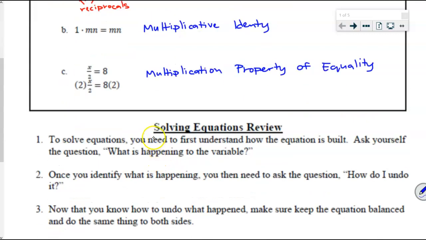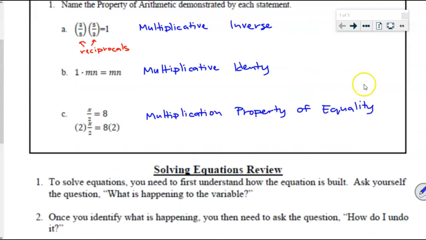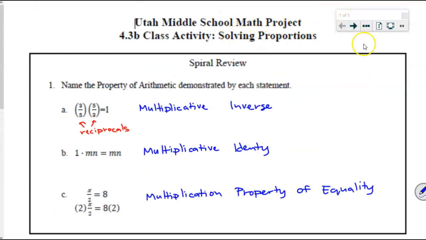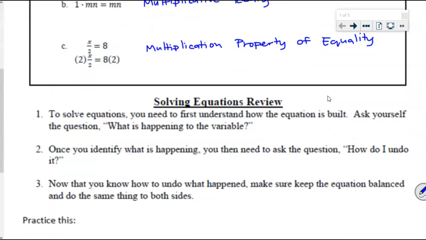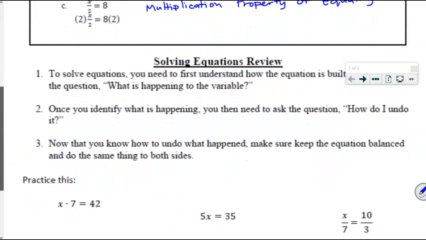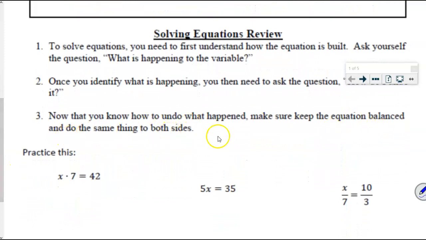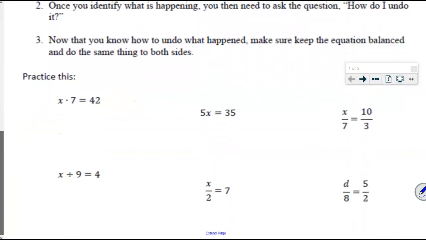All right. So, since the name of our lesson is solving proportions, we need to understand what it means when we're solving something. So, to solve equations, you need to first understand how the equation is built. So I always ask the question, what's happening? What's happening to the variable? Once you identify what is happening, you need to then ask the question, how do I undo what's happening? And then finally, once we know how to undo it, make sure that we keep the equation balanced and we do the same things to both sides. So let's practice this. This first one is very easy. Here's the variable. I've identified the variable. Now, what is happening to the variable?